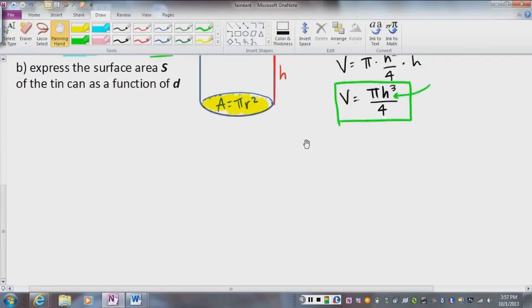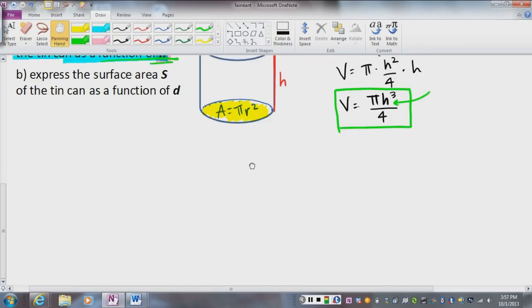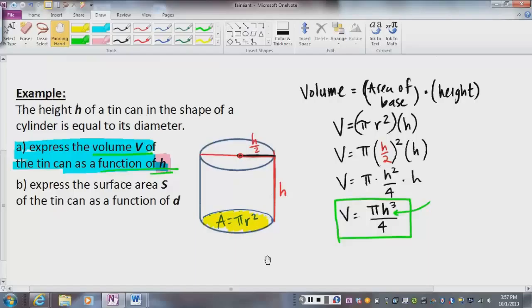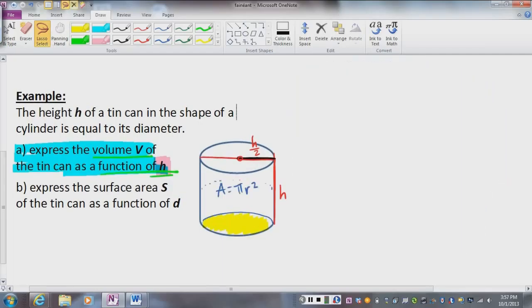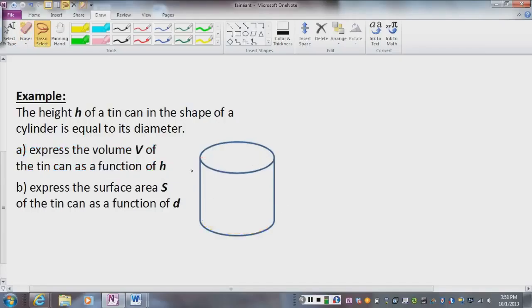For B, it says express the surface area S of the tin can as a function of D. Well, if I'm going to express the area of the tin can, let me delete this stuff here so we can start fresh. If I'm going to express the area of the tin can as a function of D, what I need to do is make sure that I'm only using D's in my formula. So, clear all this stuff out.